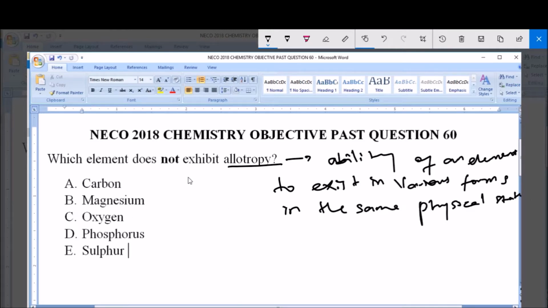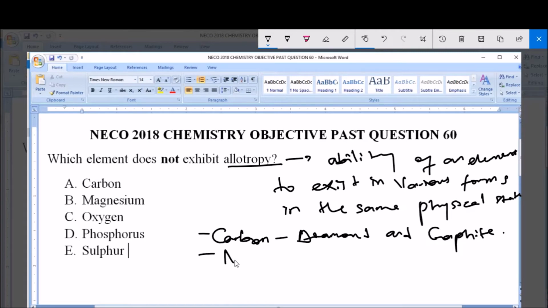Now looking at option A, which is carbon. Carbon exhibits allotropy, because carbon has allotropes, and these are diamond and graphite. Although there are more allotropes of carbon, diamond and graphite are the most typical examples. Option B says magnesium. Now magnesium does not exhibit allotropy, so it has no allotrope.